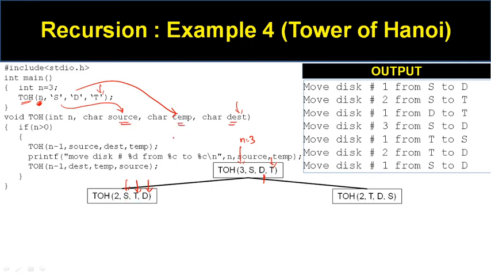Now you can see we have two things. This n is decremented by 1, n minus 1. So we are calling two functions. If I call this 1, then this is 1 and this is 2. And in the second one, you can see that this source is copied into temporary, and this destination into temporary and source.